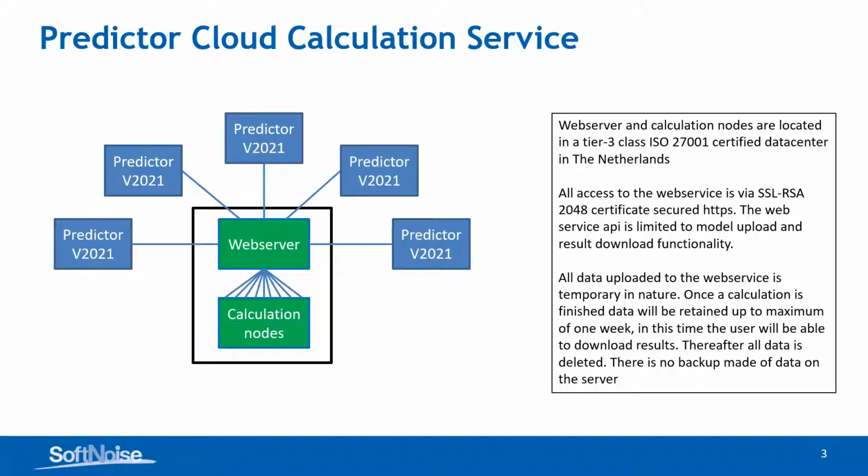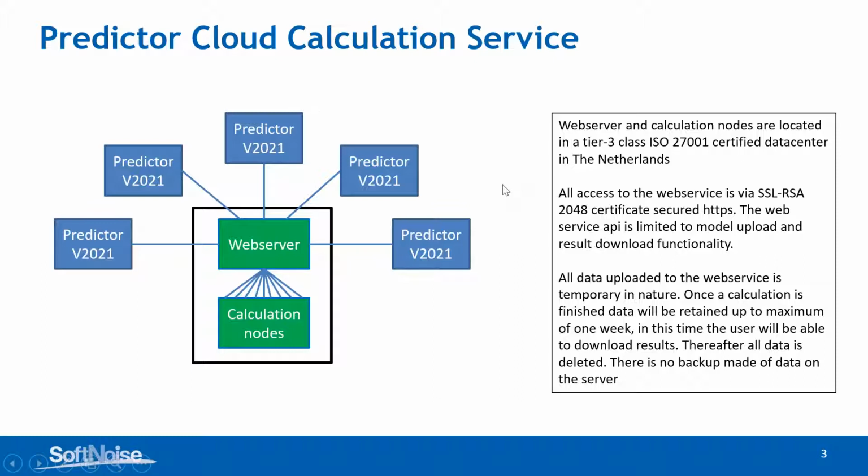That means that you can start Predictor anywhere, start your cloud calculation, and the data is uploaded to the web server. All the data that is uploaded is always temporary. That means once a calculation is finished, the data will remain on the web server for a maximum of 1 week. And in this time, the user will be able to download the results. And thereafter, the data is deleted. And there's also no backup made of any data on the server. So it's really temporary. And it's only the data needed for calculation, of course.